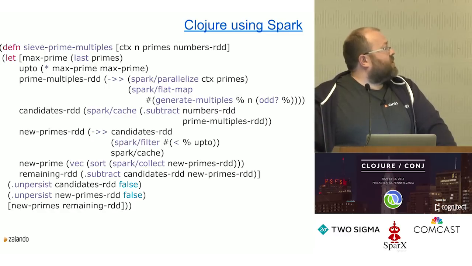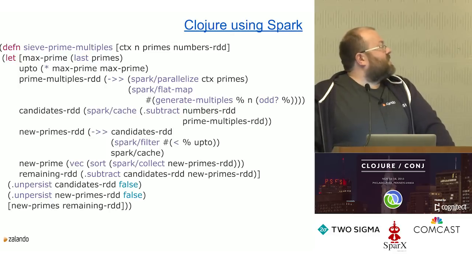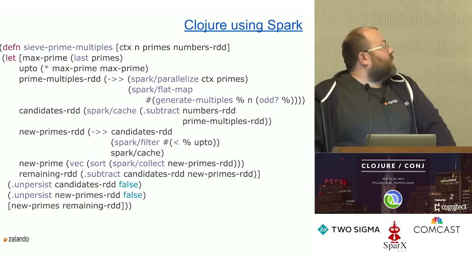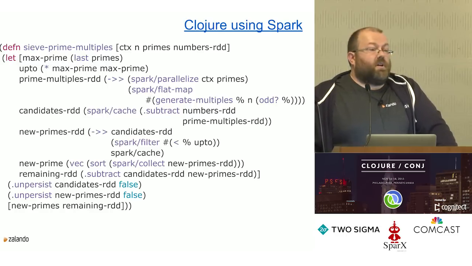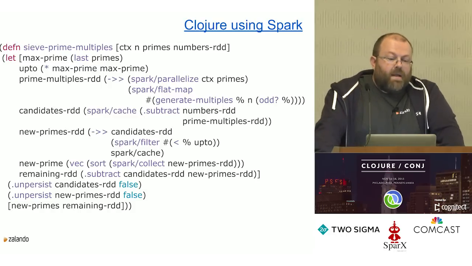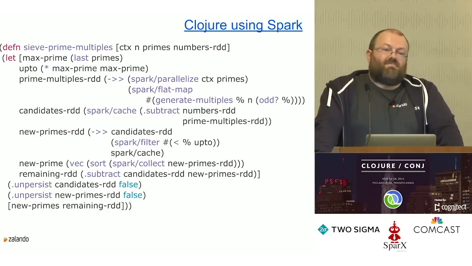And then the rest is pretty much returning results. We get our new primes. Collect is give me the results, sort them, put them into a vector. Remaining RDD is we subtract the new primes from the candidates. Unpersist is the opposite of cache. It says we're done with this, and then we return it. So that's RDDs in a nutshell.